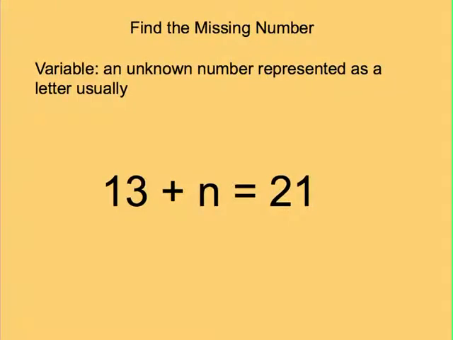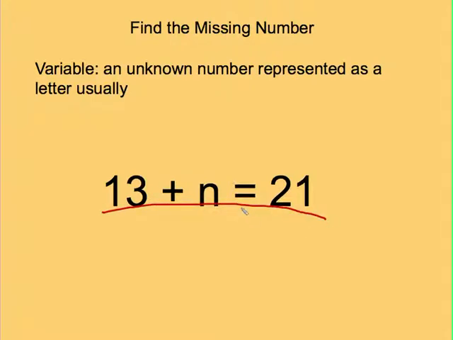A vocabulary term you may need to know is the word variable. A variable is any unknown number that's usually represented by a letter. So in this equation, 13 plus n equals 21, the n is our variable. It just means that it's a holder for a number, and we have to figure out what number to put in there. Now when you're solving a problem like this, there's some things that you can do to help you.